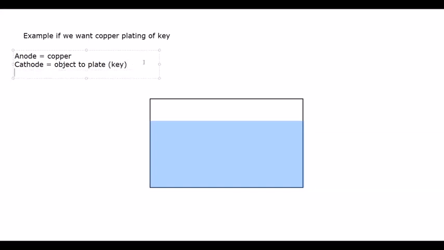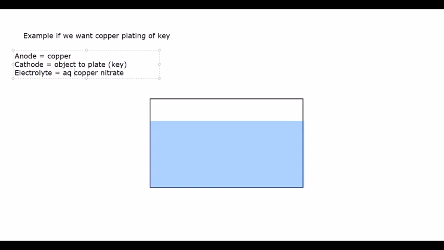An electrolyte. The electrolyte should be a salt of copper. All nitrates are soluble, so better select nitrate, but you can also select sulfate here. So the salt is copper nitrate or copper sulfate. Why do I select a nitrate? Because all nitrates are soluble, so we need a soluble salt. So the electrolyte is aqueous copper nitrate.